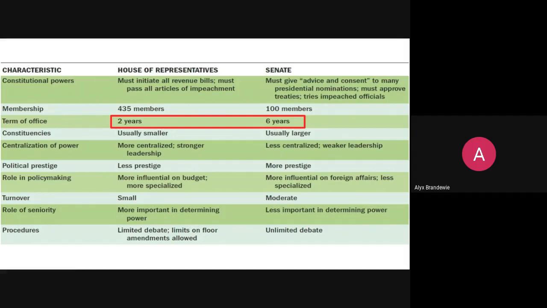And then if you see down here at the bottom right in the Senate column, it talks about the idea of unlimited debate in the Senate. And that's going to be a big part of our conversation about filibustering.